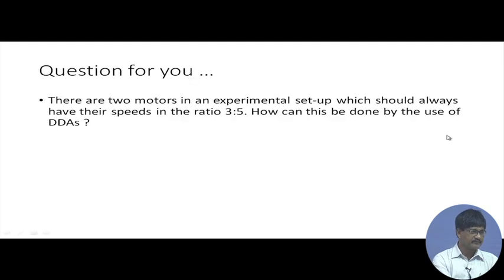Next one. There are two motors in an experimental setup which should always have their speeds in the ratio 3:5. How can this be done by the use of DDAs? So, think of it as you are having a setup of some experiment in which there are two motors. Their rotations per minute have a definite ratio.